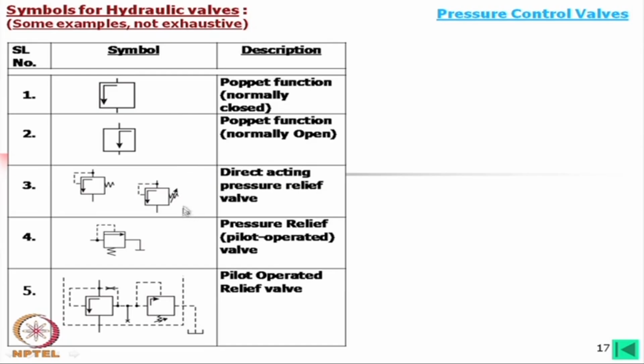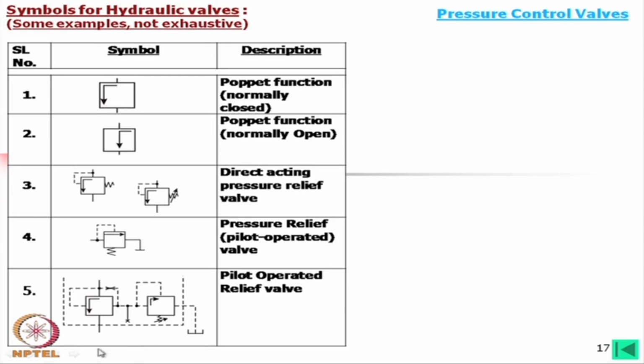Now, the direct acting pressure relief valve is shown like this. So, this will be normally closed, and along with that there will be a symbol like this, with which you can adjust the capacity. And in this case, if it is pilot operated, you will find straight lines which can come here and here. Here means it is open, and here, at the top, not on that line, is closed.